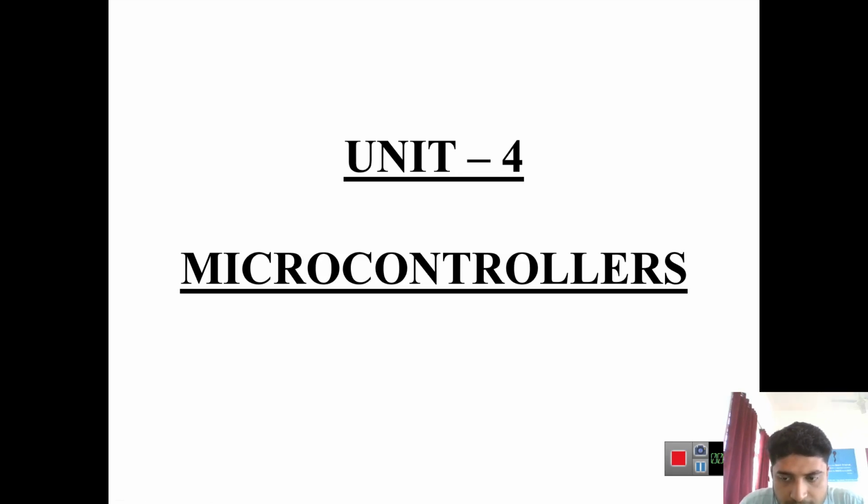Good morning, students. Now I'm going to talk about unit number 4, that is the 8051 microcontroller. So this is a very important unit. We already discussed the difference between microprocessor and microcontroller. In a microprocessor, the memory and input-output systems are connected externally, whereas in a microcontroller, the memory and input ports are connected internally. So it is an internal component.